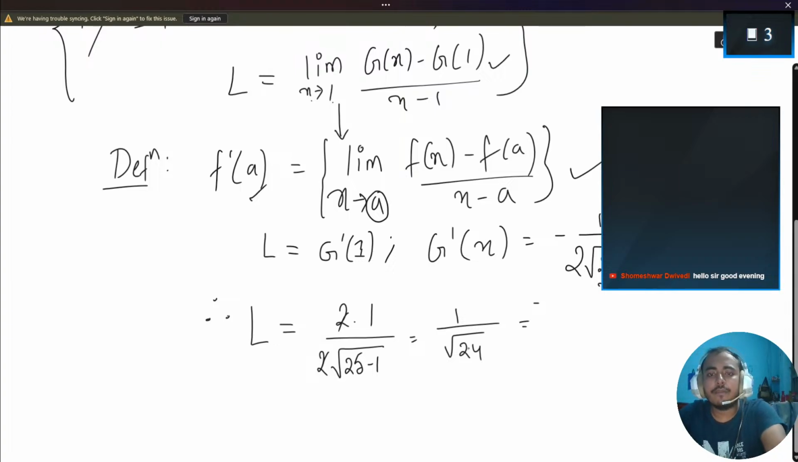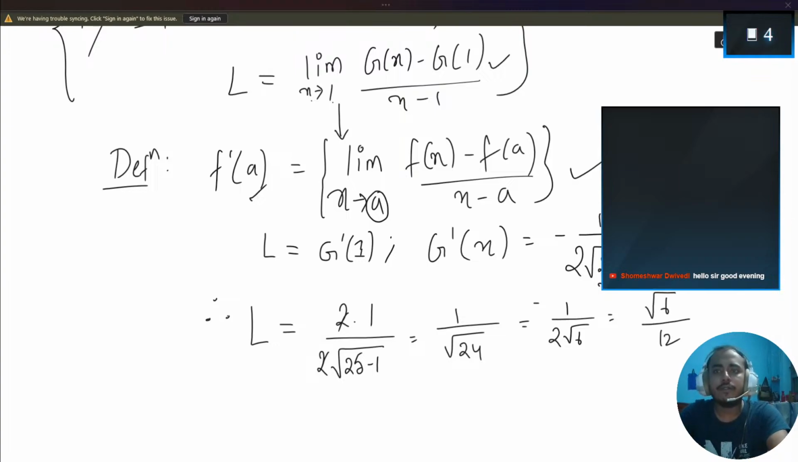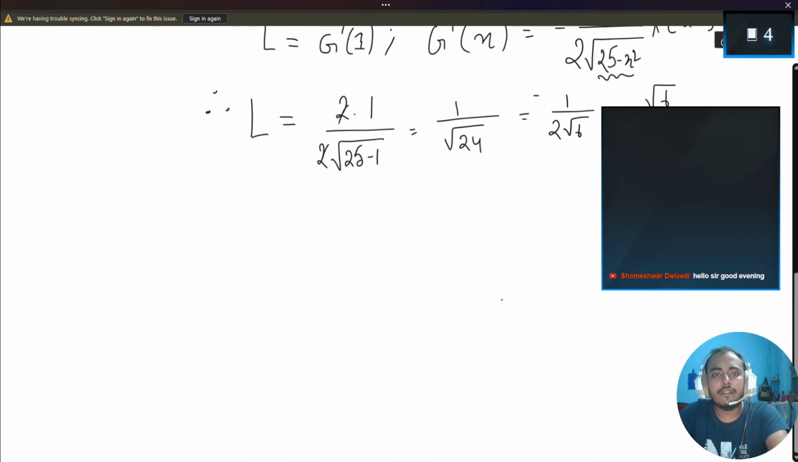And you can simplify it. Root over 24 is nothing but 2 root 6, and if you multiply by root 6 up and down to rationalize it, it simply becomes root 6 by 12. Anyway, this is your answer. So this is the first question here. Okay, let's move on to the next one.